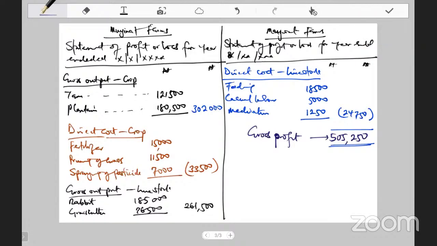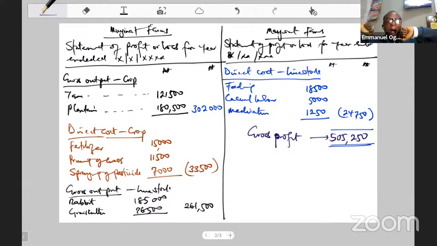Sir, please, the regular labor for livestock, is it an operating expense? Yes, ma.